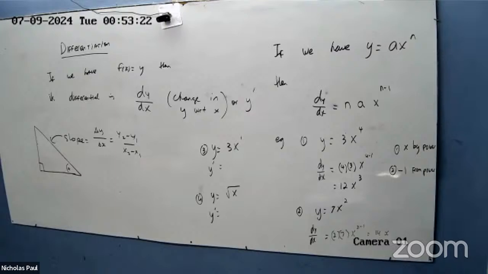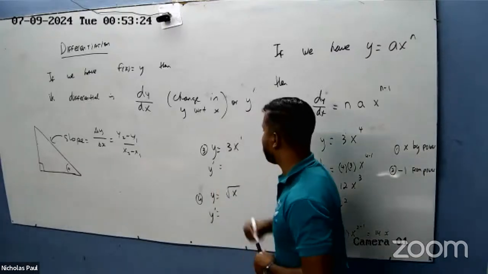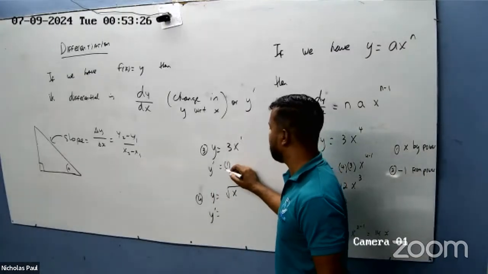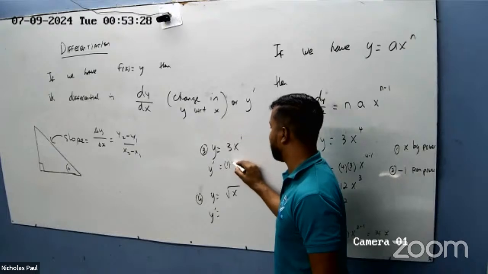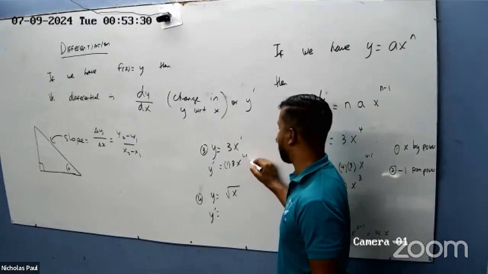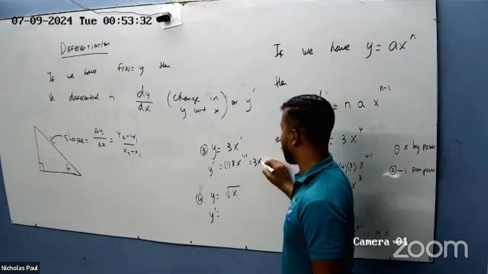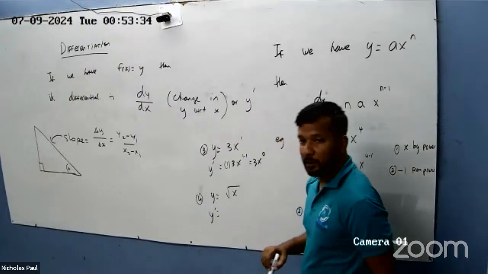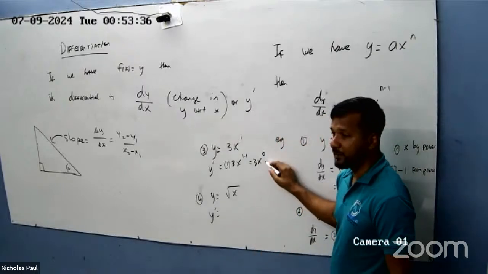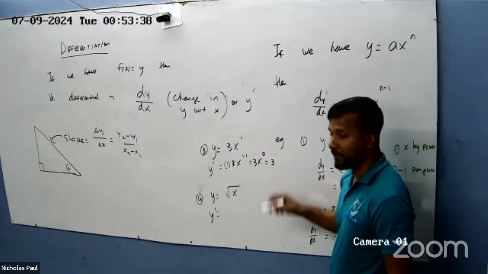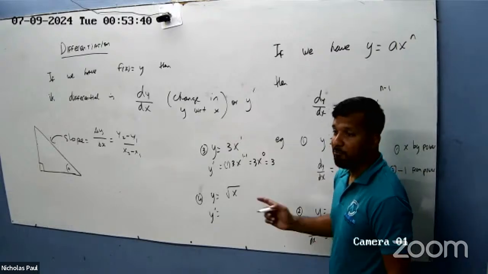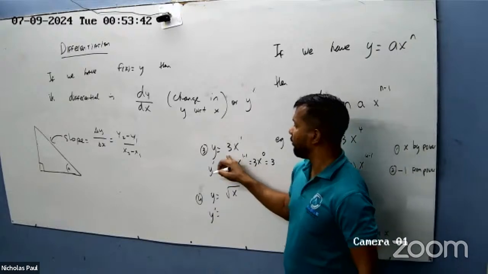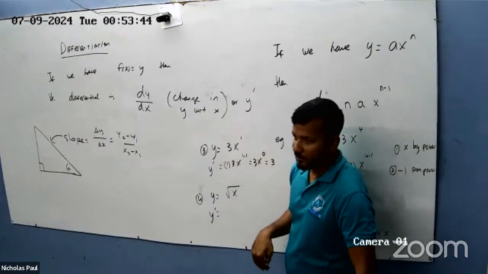All right, so let's check out the first one. What we have here: you're bringing down the 1, writing back the 3, and you're minusing 1 from the power. So that's 3x to the power 0. And anything to the power 0 is 1. So the answer is 3. Right? So in short, if you have to differentiate 3x, just remove the x.